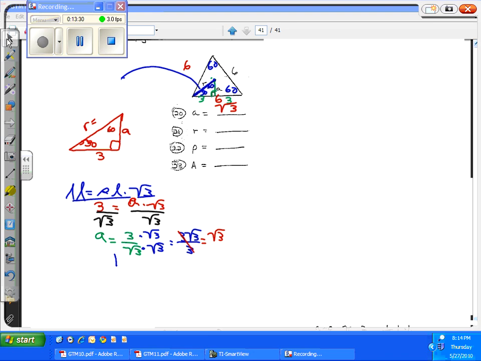The radius is the hypotenuse, so we use our other formula. Hypotenuse equals short leg times 2. So hypotenuse, which is the radius, equals short leg, which is square root 3, times 2. So the radius is 2 square root 3.